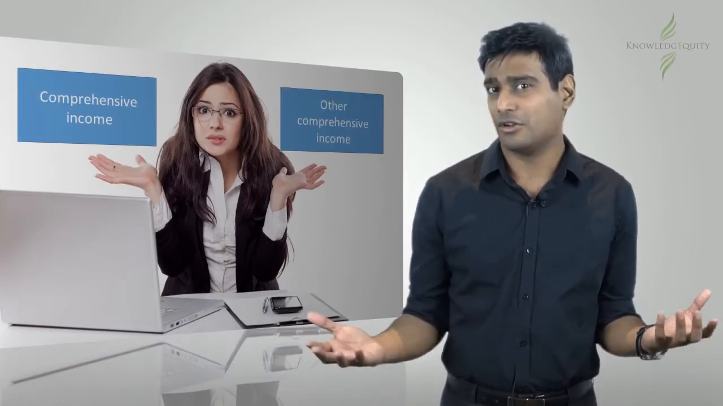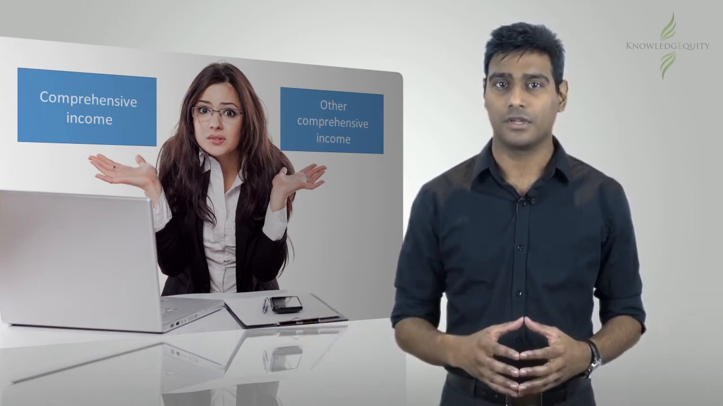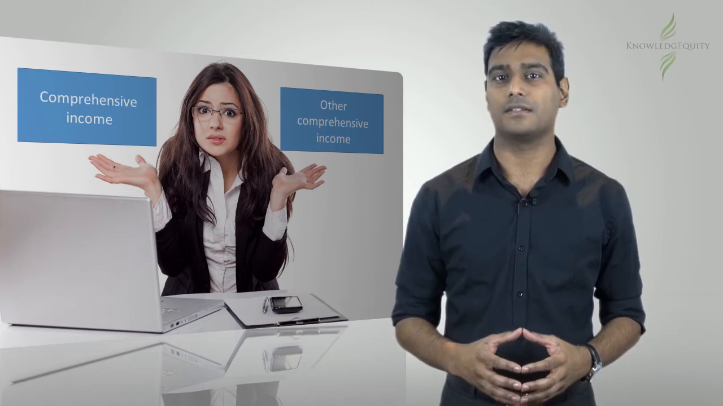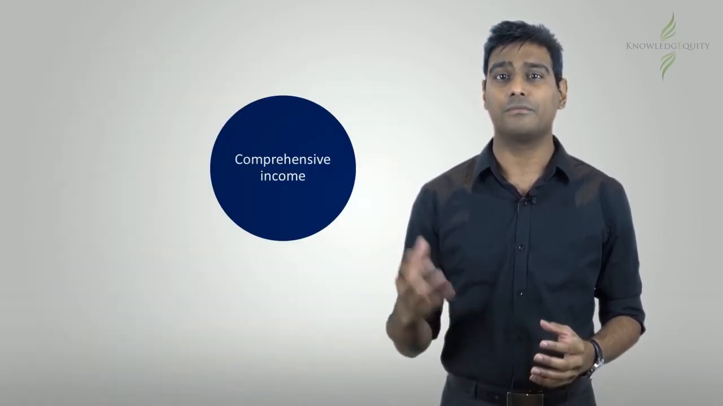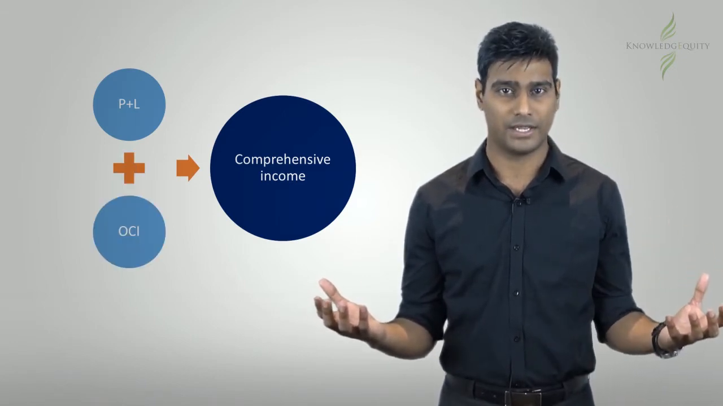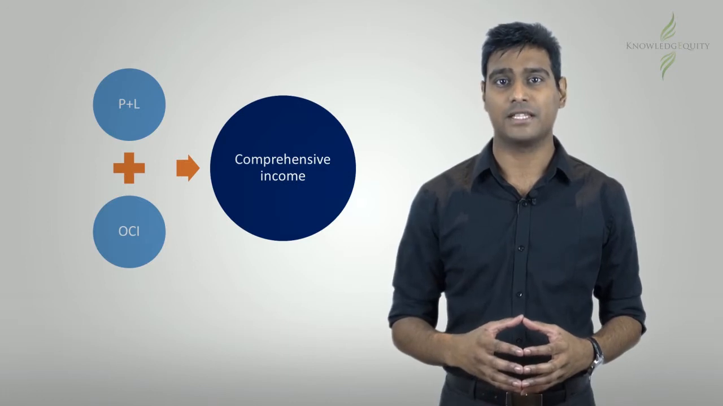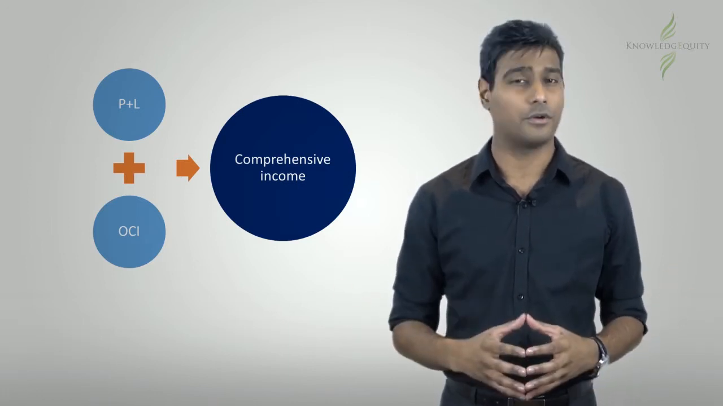The words comprehensive income and other comprehensive income, or OCI, are used throughout the module. Don't get confused into thinking these are the same. Comprehensive income refers to both profit and loss as well as other comprehensive income. Other comprehensive income is only a portion of or a subcomponent of comprehensive income.